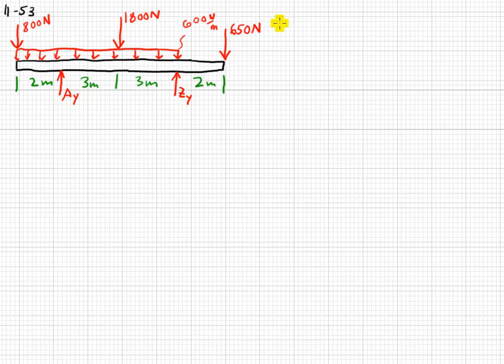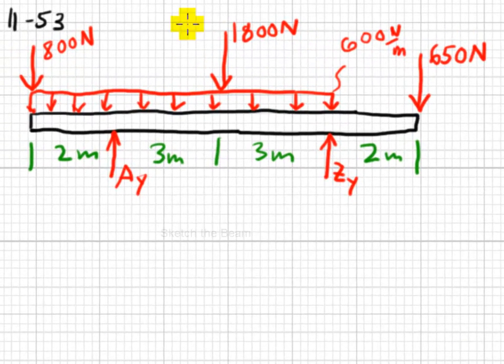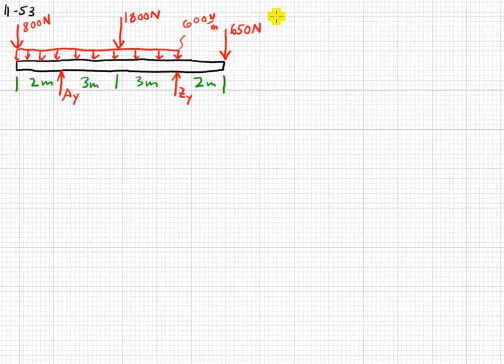Problem 1153 is a shear force bending moment diagram problem. For these types of problems, the first thing you need to do is sketch the beam. Well, that's already there in the book, and I did it ahead of time, so I wouldn't bore you with that. So the next step is to solve for the reactions of the beam. So that's, in this case, AY and ZY.